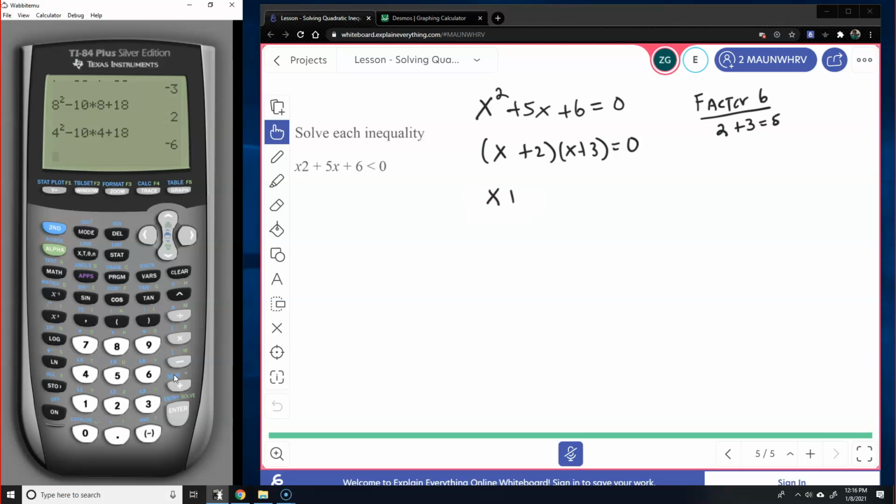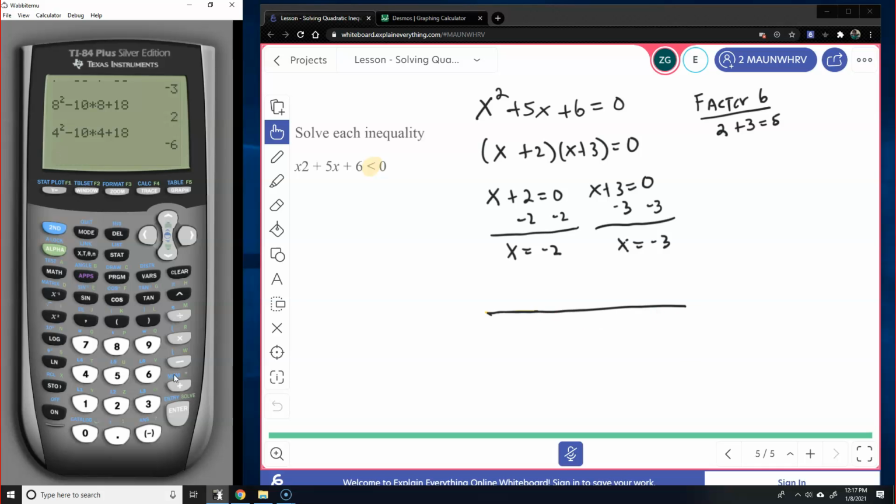To find the critical points, you're going to set them equal to 0. Then you subtract 2 from both sides, so you have x equals -2. Subtract 3 from both sides, so you have x equals -3. So you found your critical points. Now you notice there isn't an equal sign, so these critical points cannot be part of the solution.